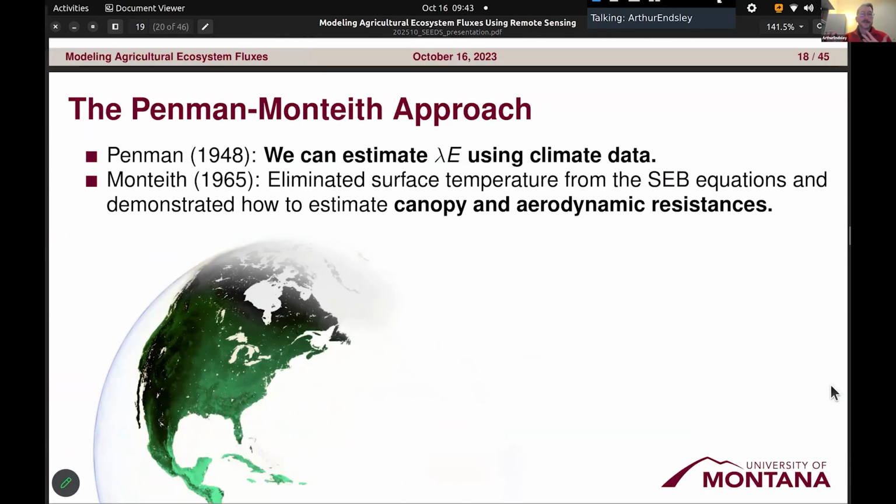The Penman-Monteith approach is popular because it was really Penman who first demonstrated that we can estimate evapotranspiration using climate data. And then Monteith came in and first eliminated surface temperature from the surface energy balance equations. That was really important because it was very difficult to measure. And then he demonstrated how to estimate canopy and aerodynamic resistances. Again, two of the resistances.